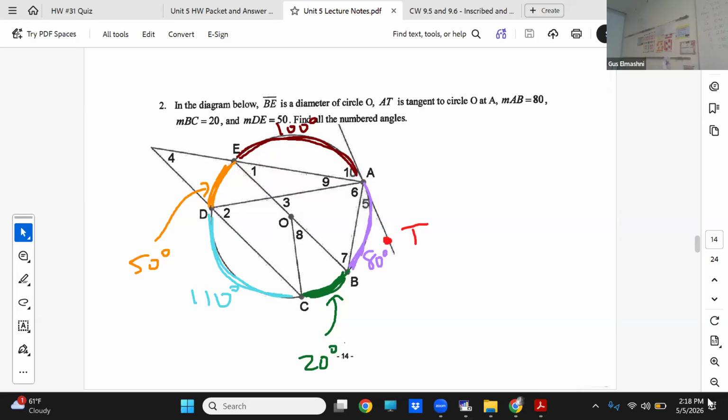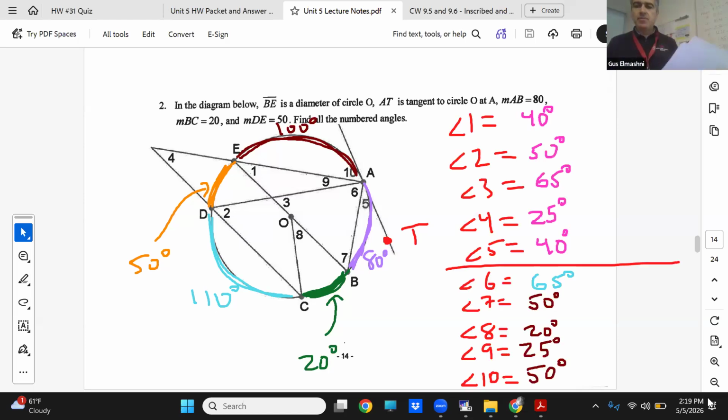Can you check our answers? Okay, let's check our answers. The first one is 40. Yeah. Check mine. 40, 50, 65, 25, 40, 65, 50, 20, 25, 50. Yep, you got it. Look at how much work I did. I didn't even show my work.